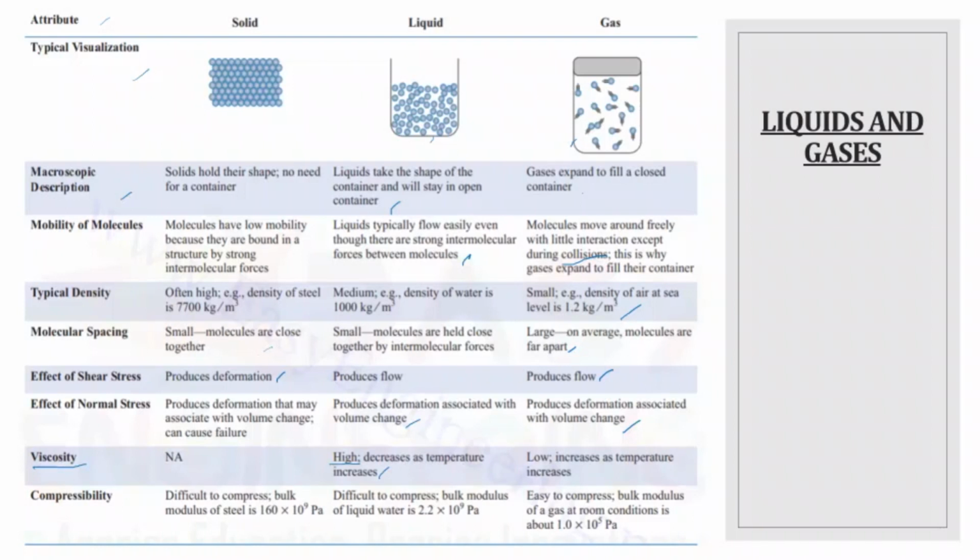About compressibility. Liquid is difficult to compress because of its bulk modulus of elasticity. The bulk modulus of water is 2.2 times 10 raised to 9 Pascal. While gases are easy to compress because of their low bulk modulus, which at room conditions is about 1 times 10 raised to 5 Pascal.